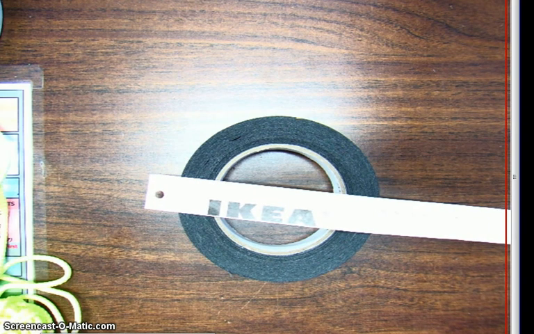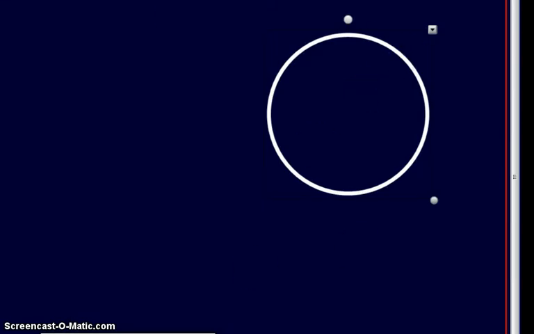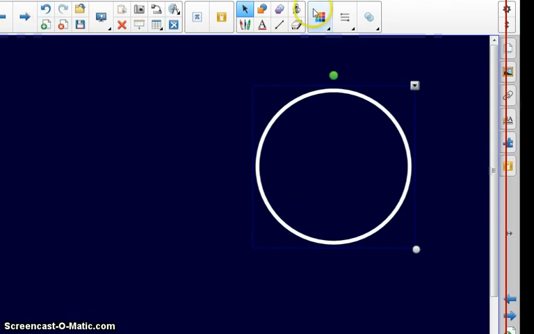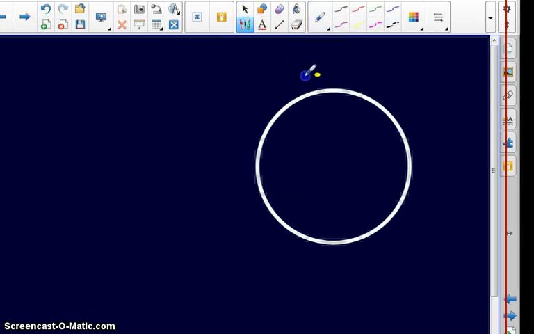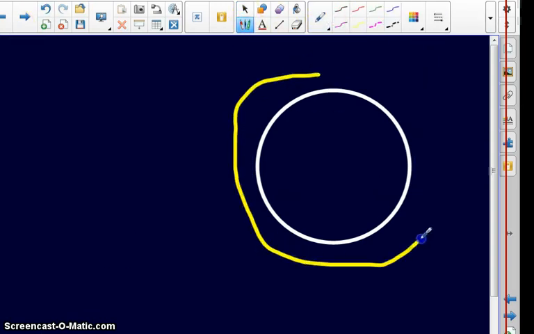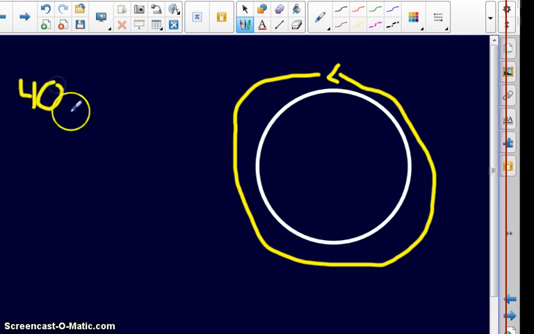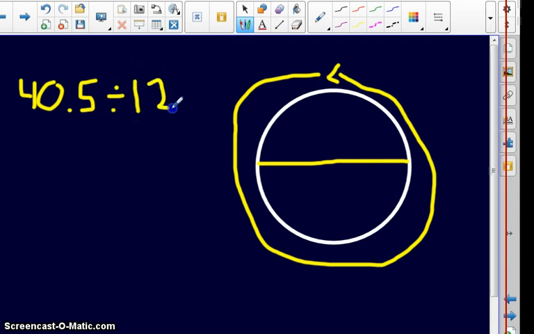Now that I've measured my object, I'll go to my next one where I have a circle, and I shall take a pen and draw a circle. So what I'm trying to do is find the line around this circle, which I already know because I measured it, and it's a little messy because I'm using a mouse here, is 40.5 or 40 and a half. Then I'm going to take my diameter, which is the line across my circle, which was 12.3, and divide my circumference by my diameter.